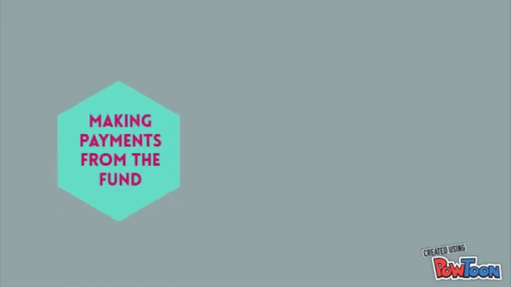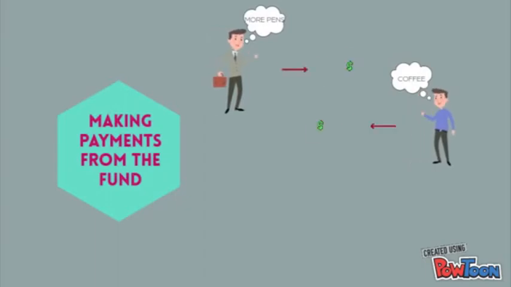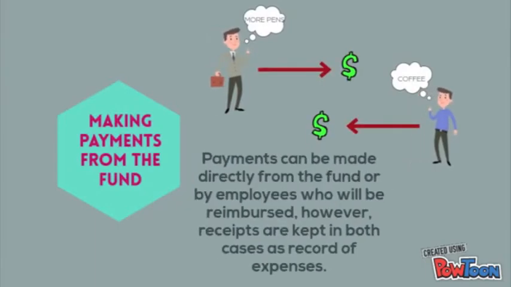Following this, making payments from the fund occurs when cash is used to pay for expenditures. Cash can either be taken from the fund to make a payment, or employees can pay using their own money and seek reimbursement at a later date. Regardless of the method of payment used, custodians should always collect receipts as payments are made from the fund, and no journal entries are recorded.